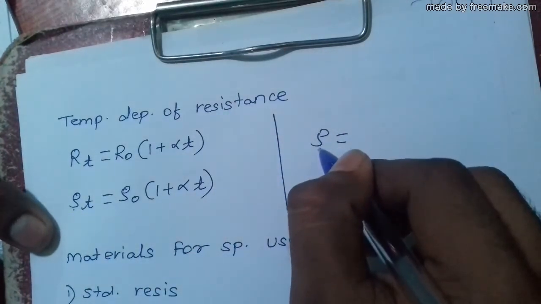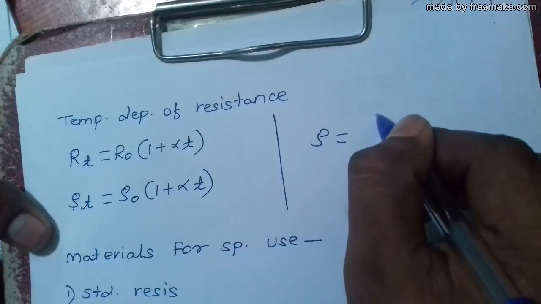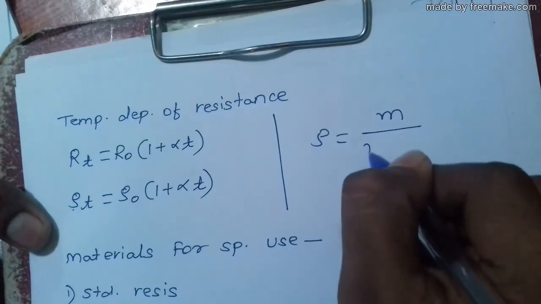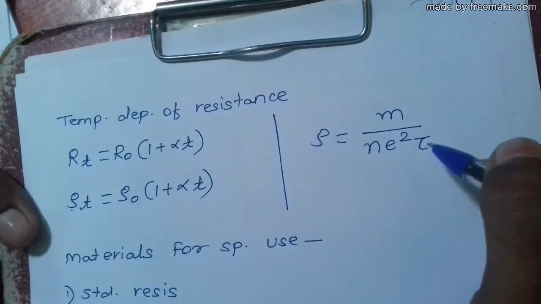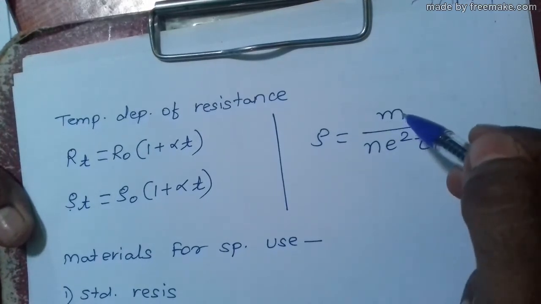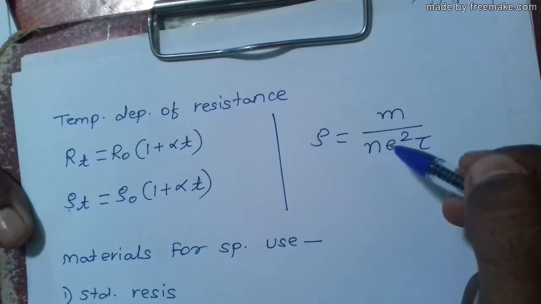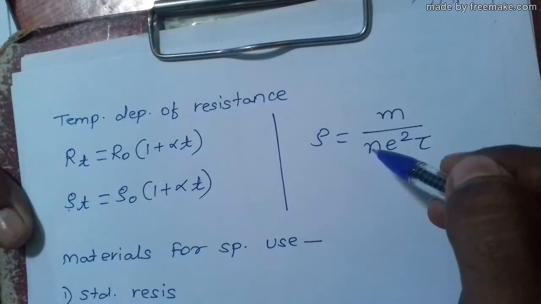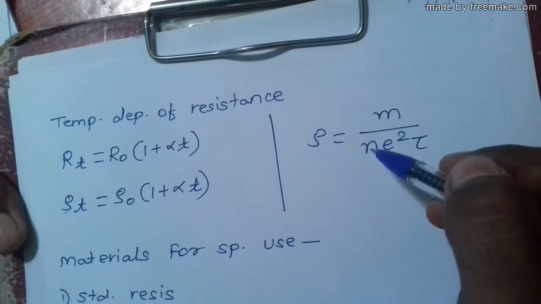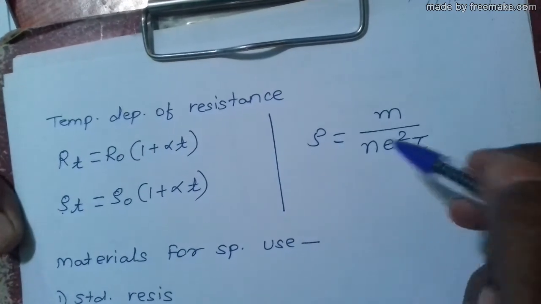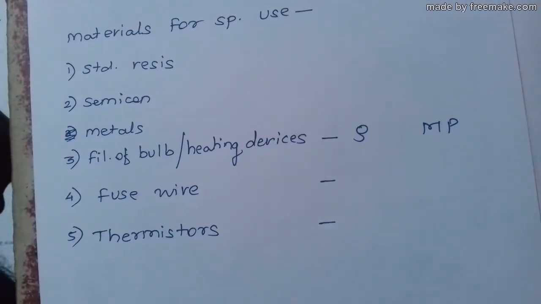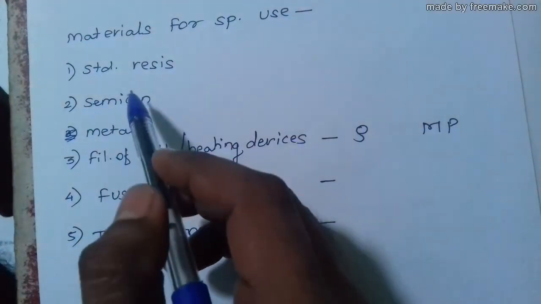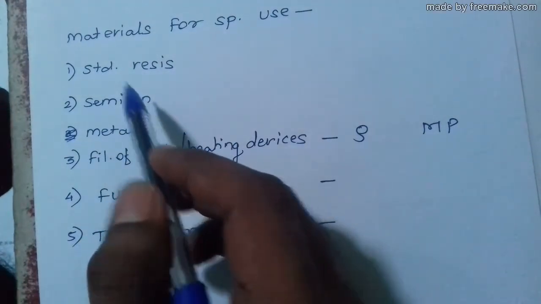What is resistivity? Rho is m upon n e square tau. Tau is relaxation time, m is mass of the electron, e is charge of the electron, and n is number of free electrons per meter cube. Then different materials are used for different purposes depending upon their resistivity.